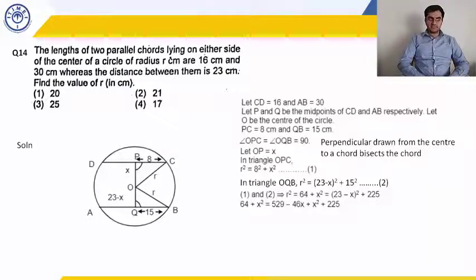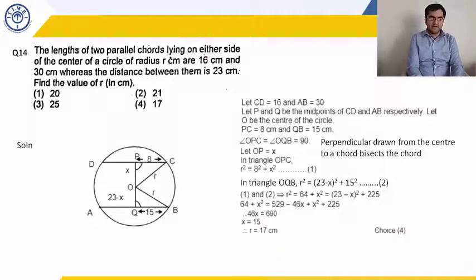So I will get 64 plus X square is equal to 23 square, which is 529. So I am using basically (a minus b) whole square is a square plus b square minus 2ab. So I get 529 minus 2 into 23 into x, that is 46x, plus x square plus 225. X square will get cancelled out and then you can simply solve for x. We will get x equal to 15.